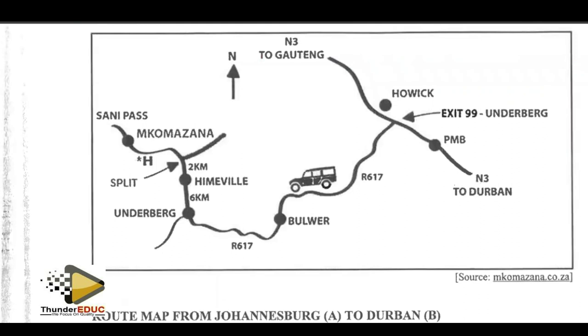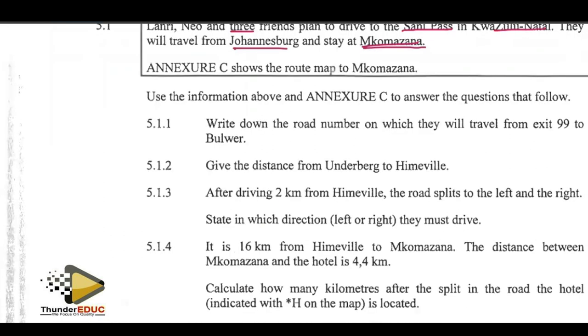They are here. They enter using this. And they said which number, because they are coming to this place here. So which road number? It will be R600, R6117. Give the distance from Handberg to Inver.